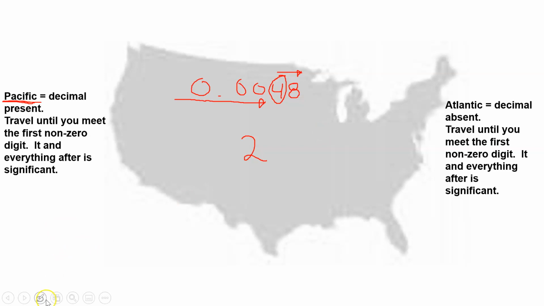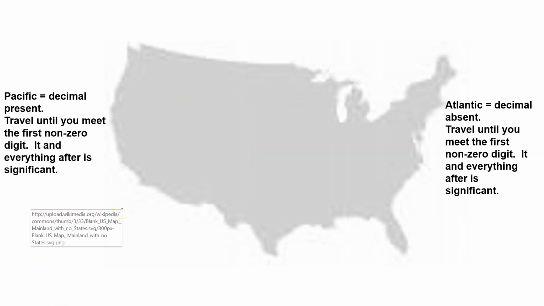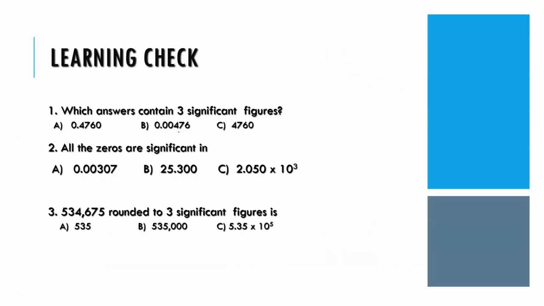If you would rather do the rules, that's what I personally do, but if you like Atlantic Pacific better, that works as well. So let's do a learning check. Which answer contains 3 significant figures?